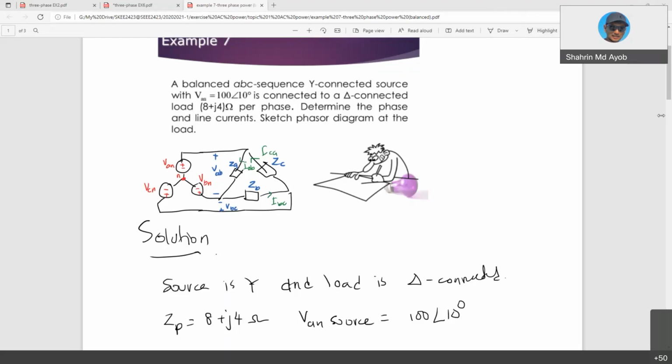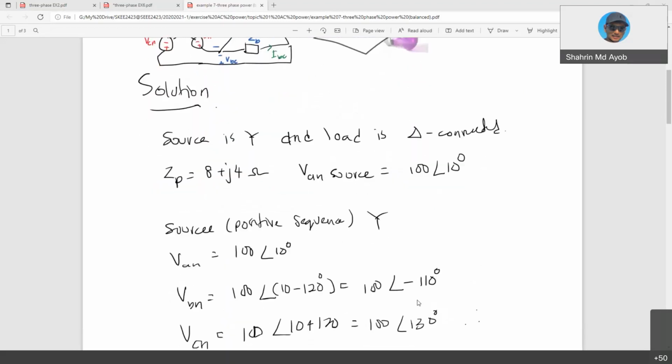So determine the phase and line current. This is actually referring to the load. Usually when it requires you to determine the phase and line current, it is always referring to the load side. So determine the phase and line current for the load and sketch the phasor diagram at the load. Right now the source is VAN, Y-connected, and it is a positive sequence.